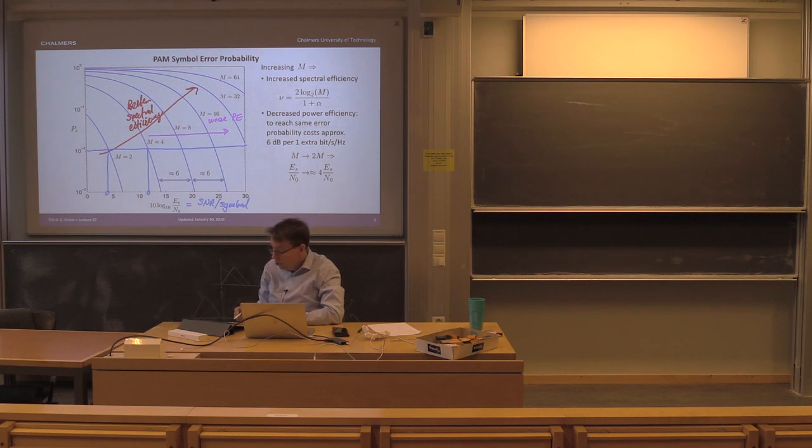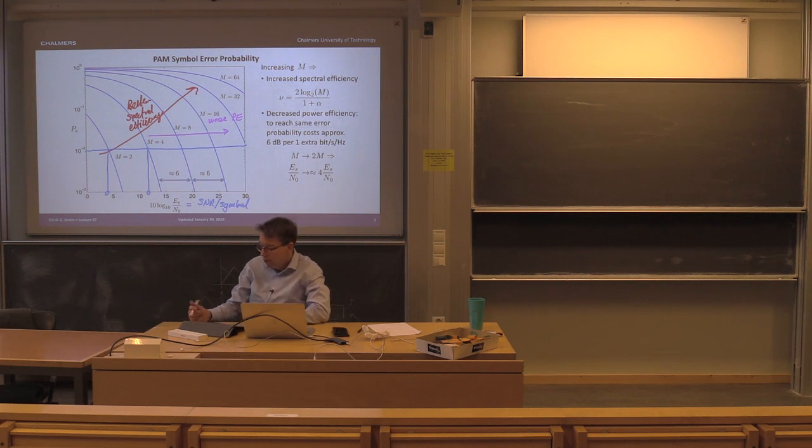And then to quantify how much it costs in power efficiency to increase spectral efficiency, one can look at how many dBs difference there are between two of these lines. It's about 6 dB difference. If we go along a horizontal line, it's about 6 dB as we go from 4 to 8, and from 8 to 16, and from 2 to 4, and so forth. Okay, 6 dB, what does that mean?